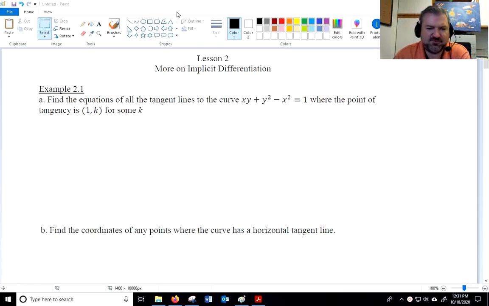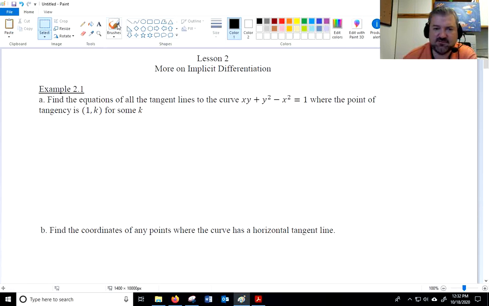All right, example 2.1 says find the equations of all the tangent lines to the curve xy plus y squared minus x squared equals 1, where the point of tangency is (1, k) for some k value. So we know that for the equation of a tangent line, we need the slope, which is dy over dx. So let's get the derivative here.